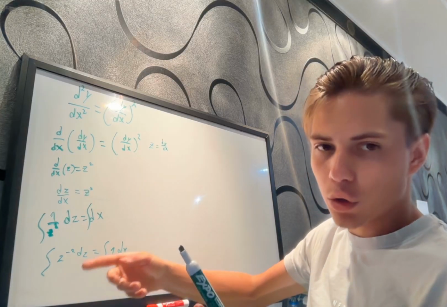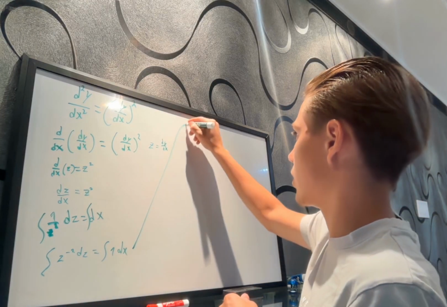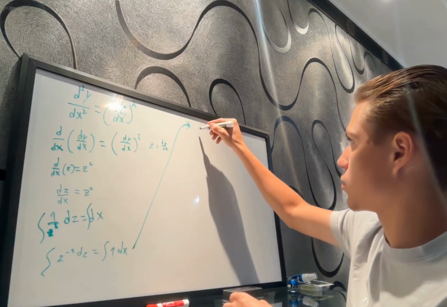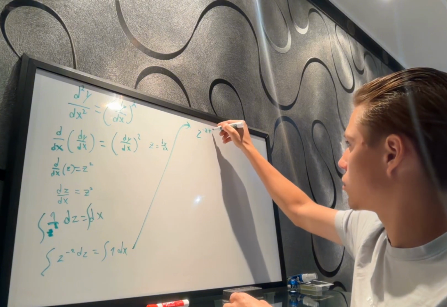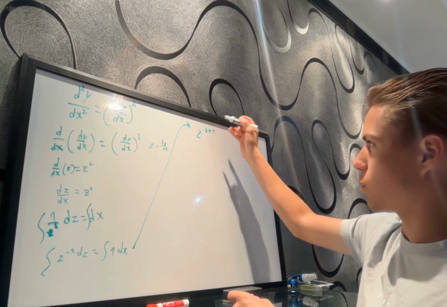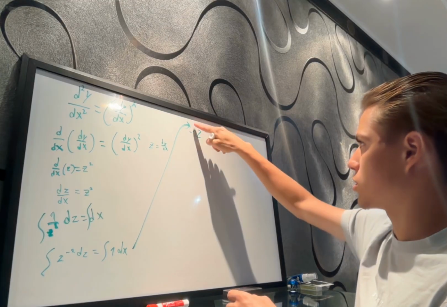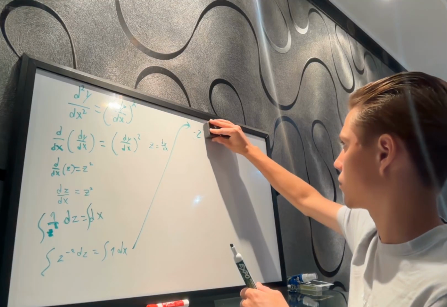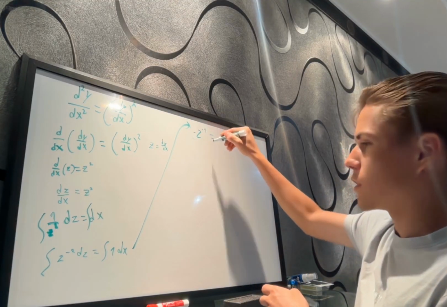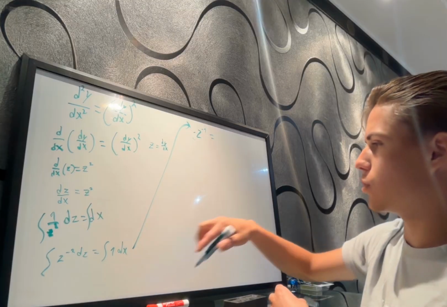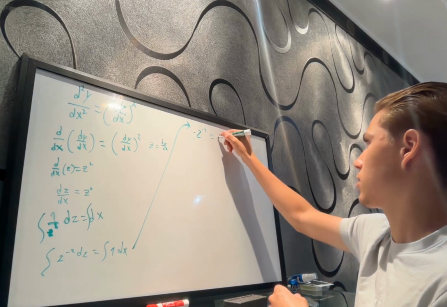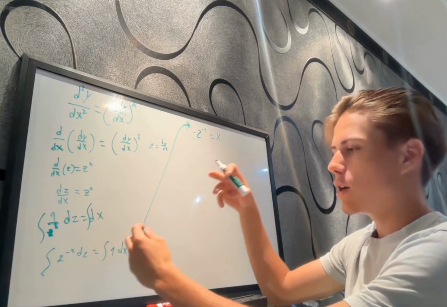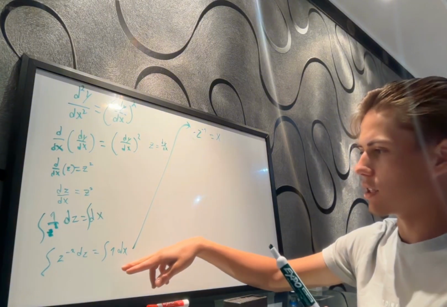If we use the reverse power rule, we add 1 to -2, and this is equal to -1, so we multiply by that. So we get negative z to the power of -1, which is equal to the integral of 1 with respect to x, which is just x. Whenever we integrate, we have to add a constant. You have to add a constant to both sides, but we're just going to add a constant to the right side.